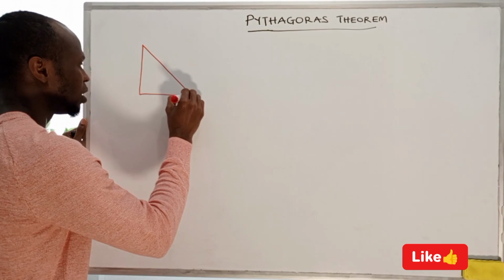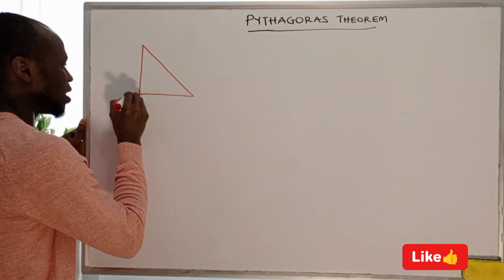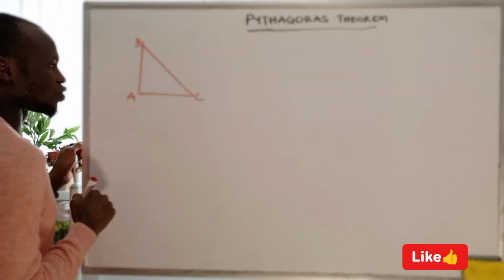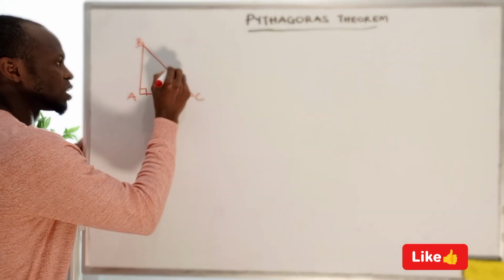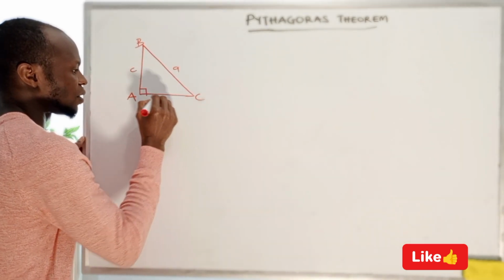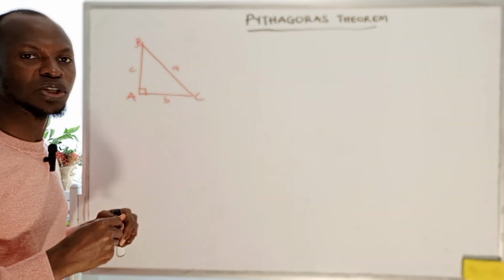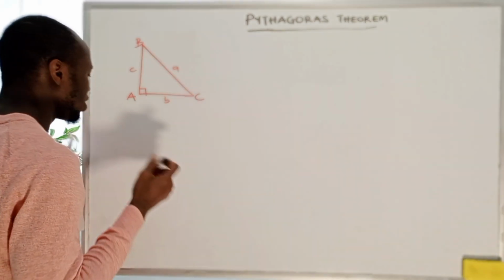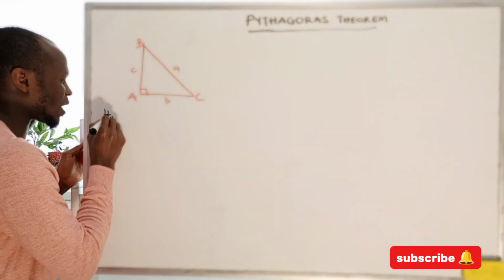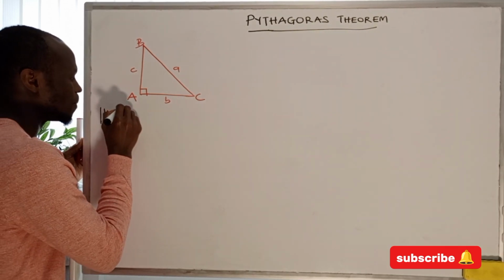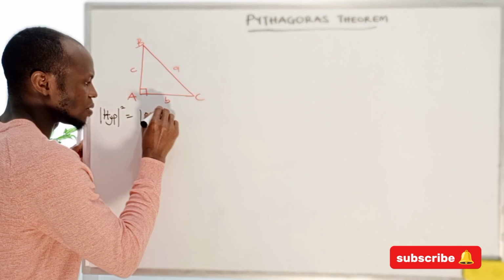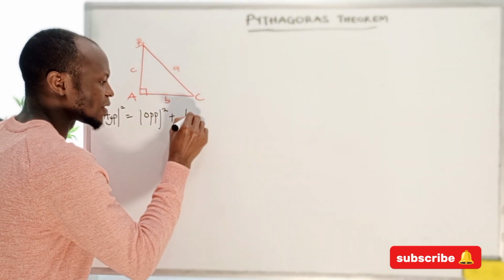Now, if you have this right angle triangle that I have on the board, if I name the angles A, B, and C, automatically this side is side A, this will be side C, and this will be side B. What does Pythagoras theorem say? Pythagoras theorem says hypotenuse line squared equals opposite line squared plus adjacent line squared.